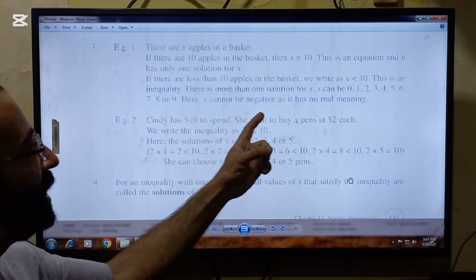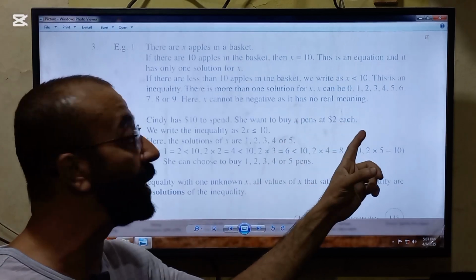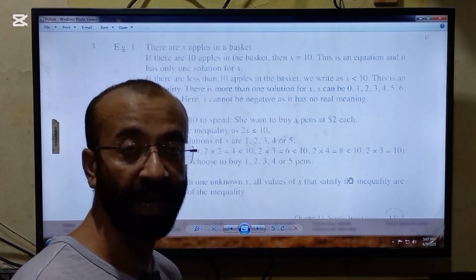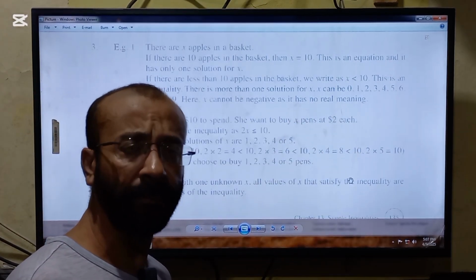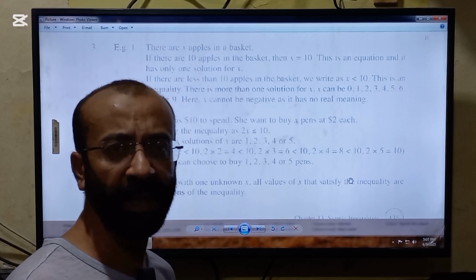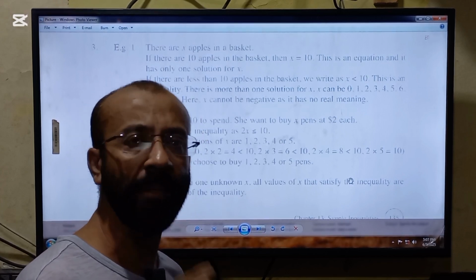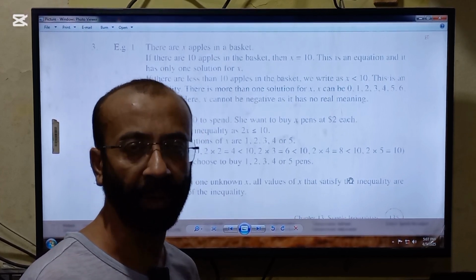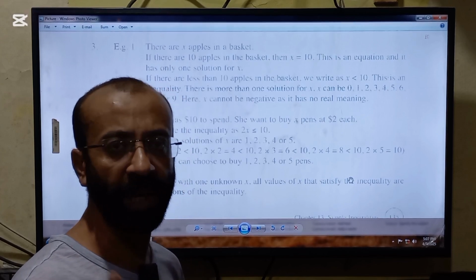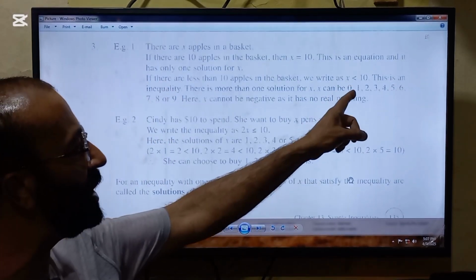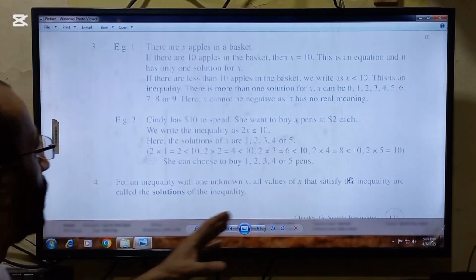Here X cannot be negative as it has no real meaning, because when we are talking about apples, definitely the smallest number of apples may be 0. There is no apple, and then maybe 1, 2, 3, 4, and up to 9, because we have talked about X is lesser than 10.